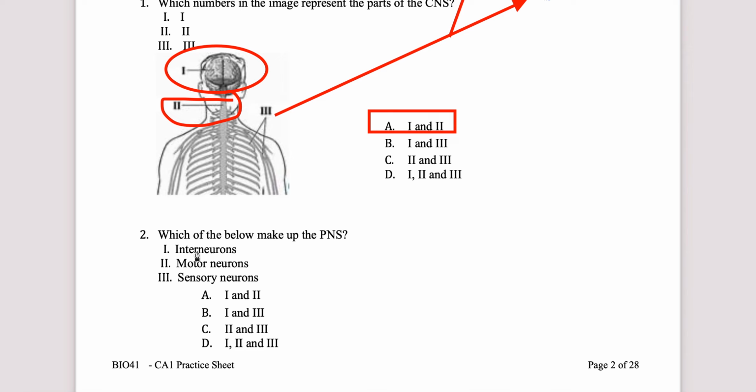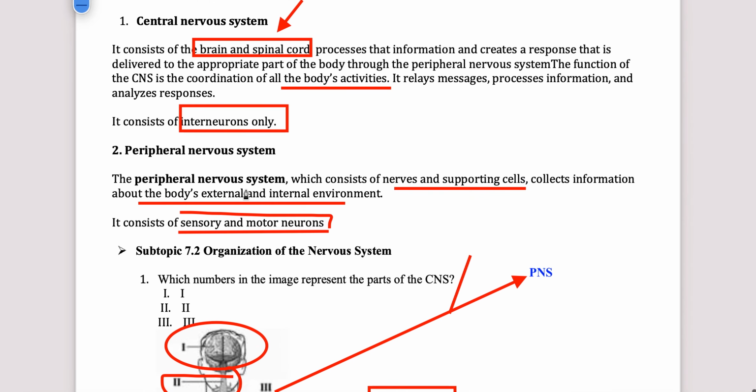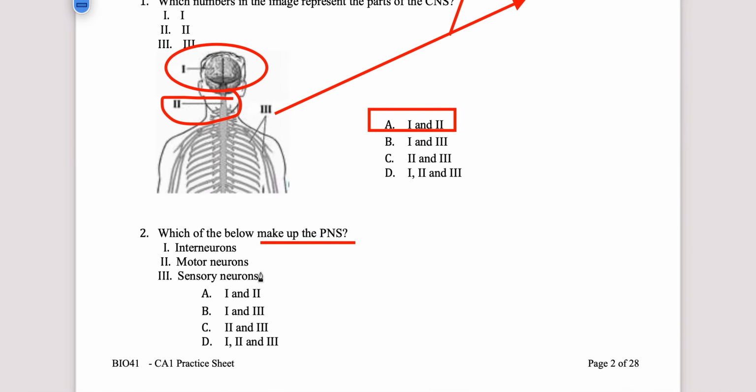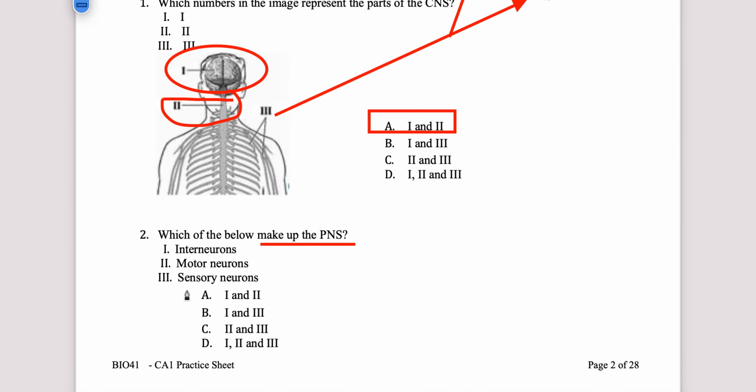Now which of the below makes up the PNS? As we discussed already, PNS is made up of the motor neuron and sensory neuron. So motor neuron and sensory neuron, 2 and 3. So this is the answer. Maybe you are asked which of these make up CNS. If they just ask you CNS, then definitely the interneurons make up CNS. So read the question very carefully. All concepts are easy but interlinked. So this is how it works.